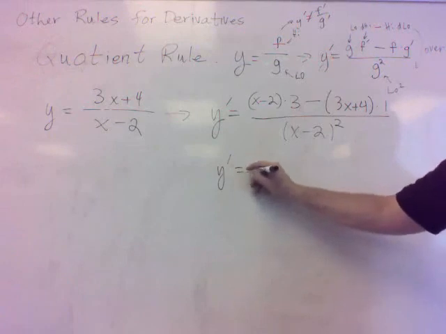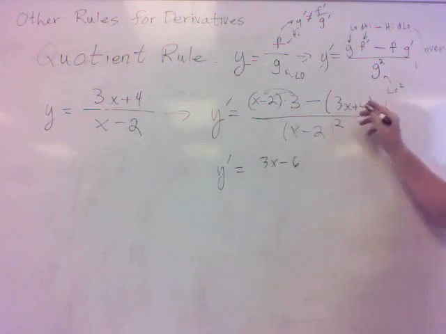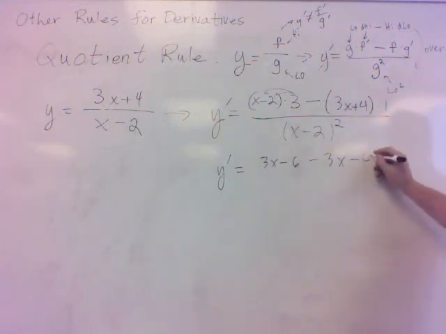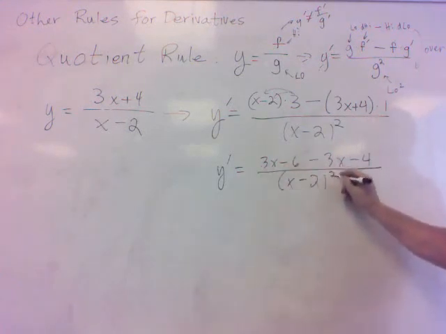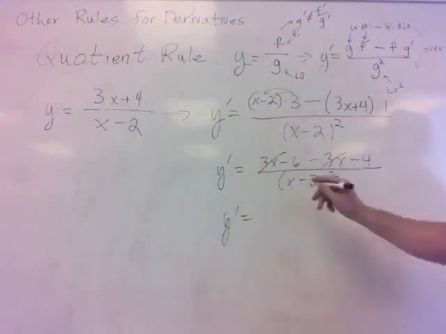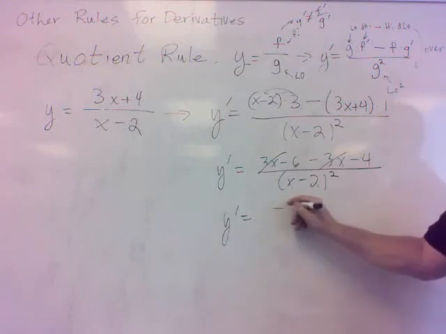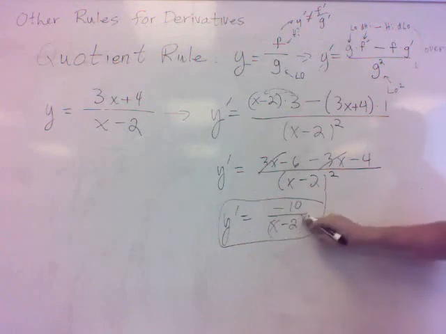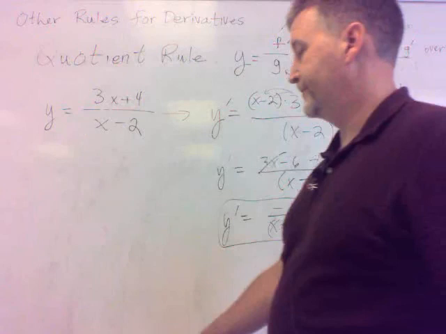Cleaning that up, like I said, this one actually cleans up nicely. You have to multiply that by 3, so it'd be 3x minus 6. This, well, it's times 1, so it's just minus 3x minus 4, isn't it? Over x minus 2 squared. It won't always happen this nicely, but 3x minus 3x, those are gone. Minus 10 is all I have on top. Okay, minus 10 over x minus 2 squared. All right? Quotient rule.